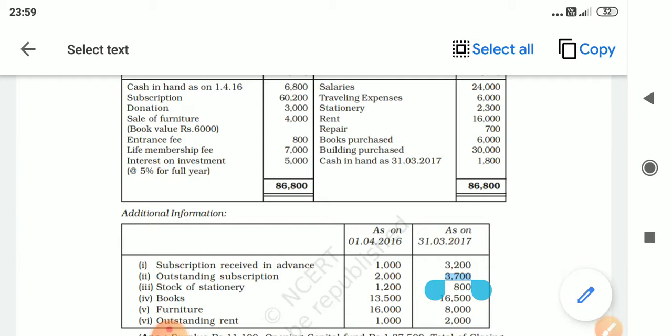So subscription is over. Now coming to donation. Nothing is mentioned, so it is a general donation. I have already explained the special items treatment.